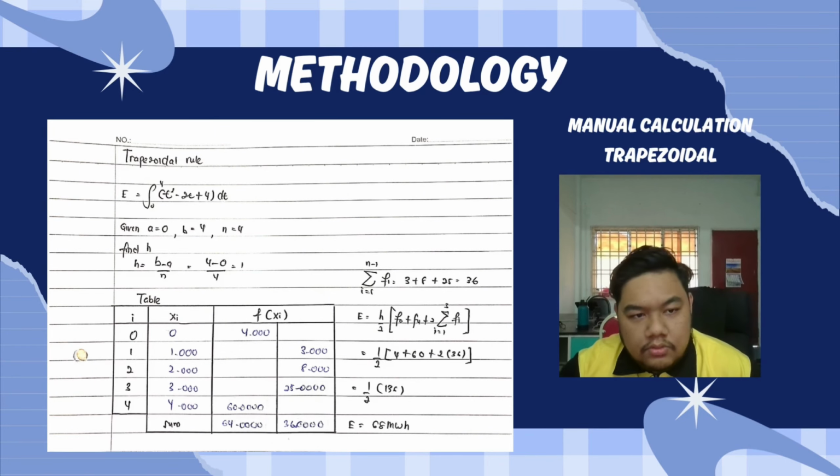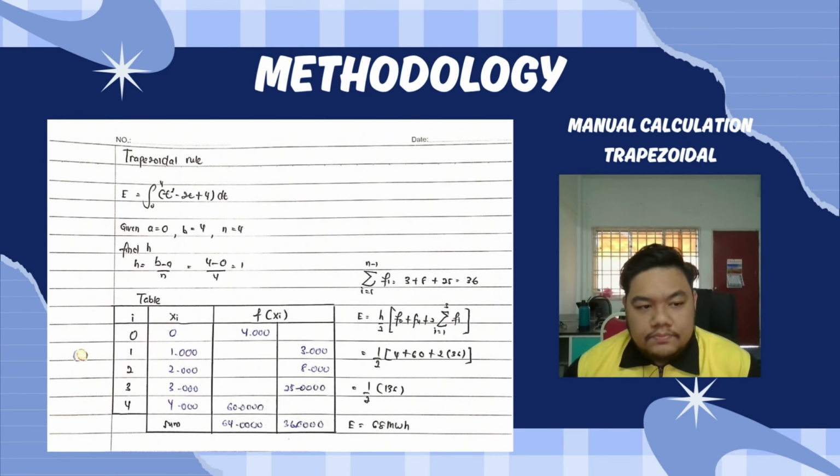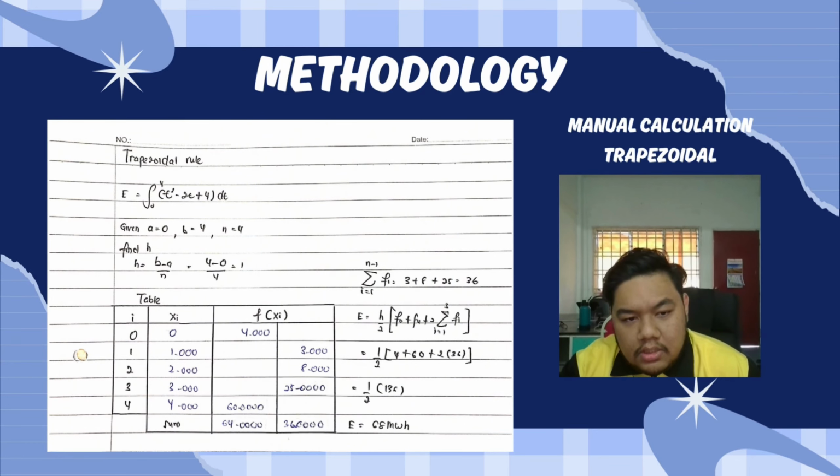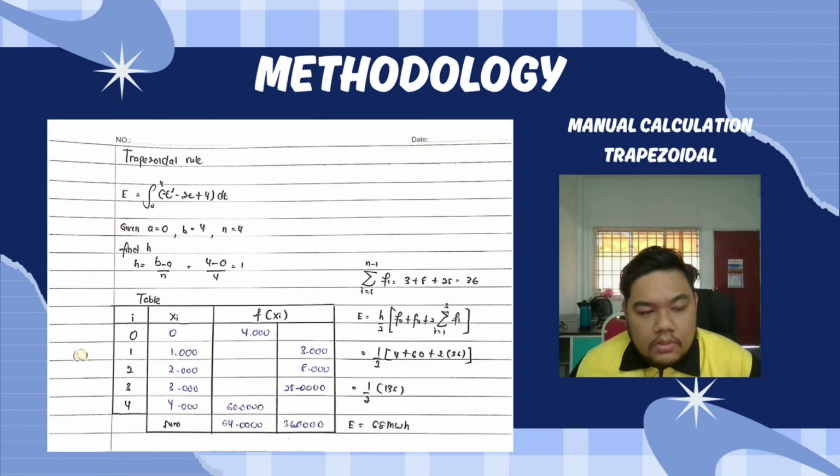For the trapezoidal rule, the interval from 0 to 4 is divided into 4 equal subintervals. So first we determine h using the formula h equals (b minus a) over n. Substituting the values, we get h equal to 1. Next, the function is tabulated by substituting each value of t into the given equation and calculating the corresponding function value using a calculator.